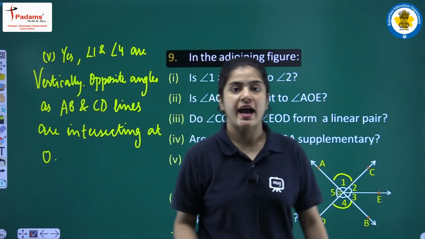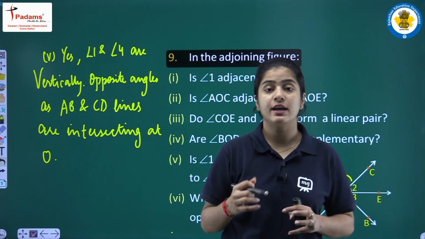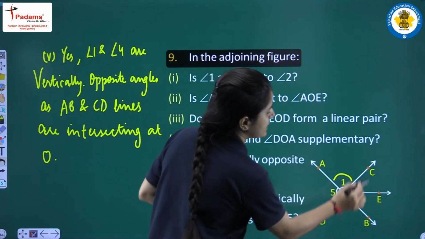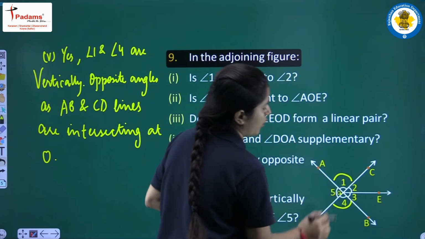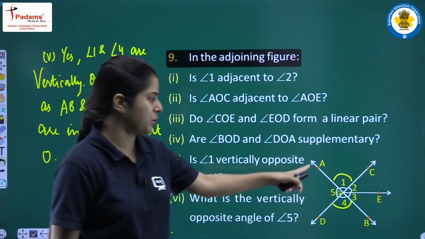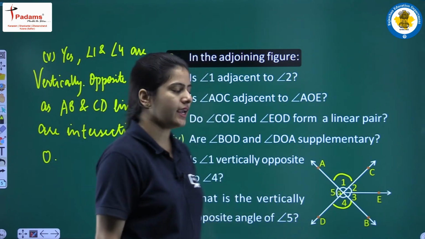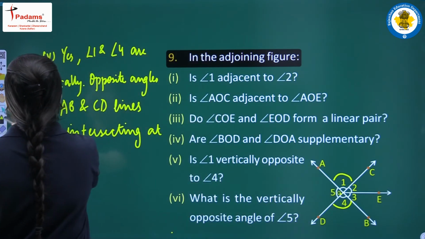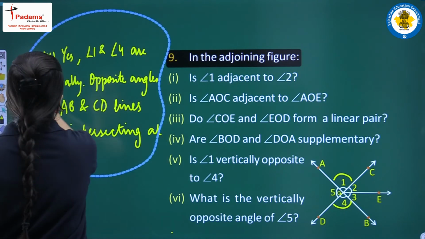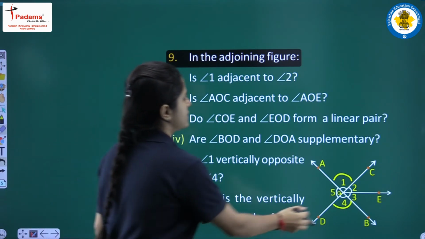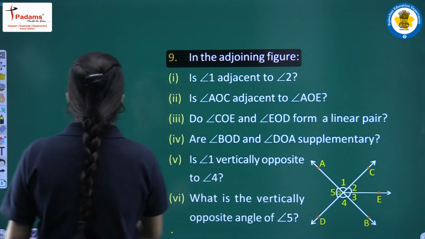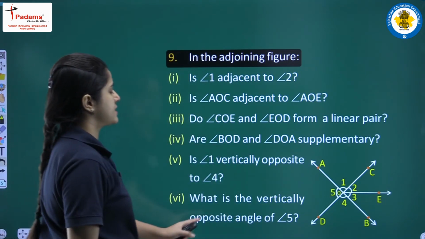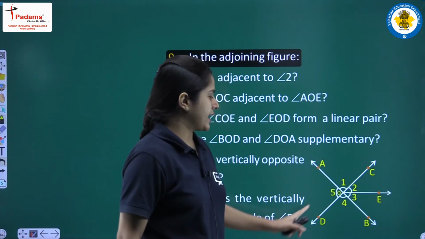Okay. So, angle 1 and angle 4 are vertically opposite angles because the two lines are cutting each other at point O. Okay, students, so these are vertically opposite angles. Now, students, have a look at the sixth part. What is the sixth part all about? The sixth part says, what is the vertically opposite angle of angle 5?